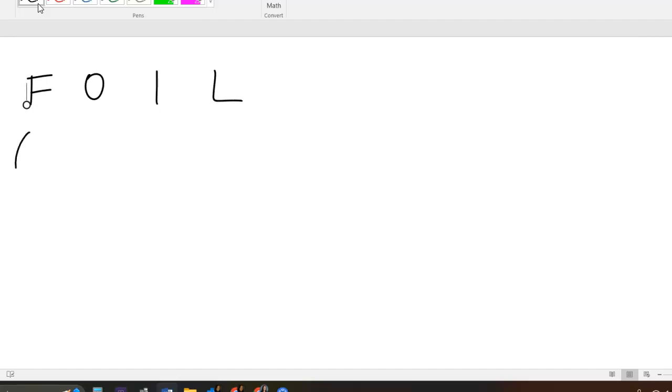So when we're given a pair of binomials, like for example, x minus 9 and x plus 2, F for first means we're going to multiply the first two terms here. So that would be x times x. That's our first.